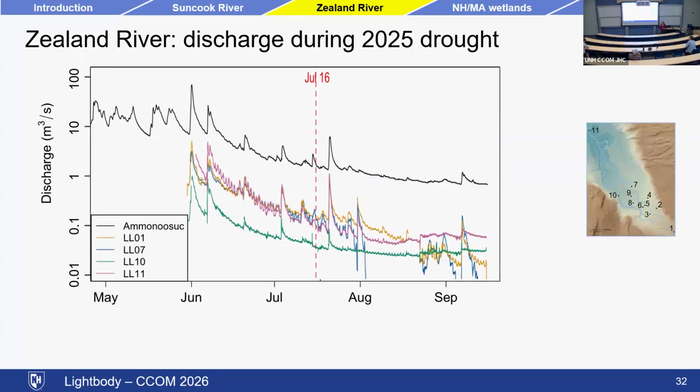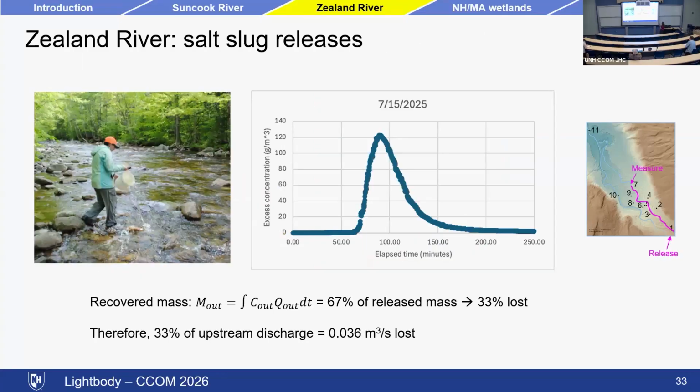If we compare that to what we're measuring within our reach, here are the logger locations. Coming in, we have yellow, and that tends to be fairly high. And the channel is losing, the blue line is lower than the yellow line because not all of the water is staying in the channel. We tried to prove this using salt.